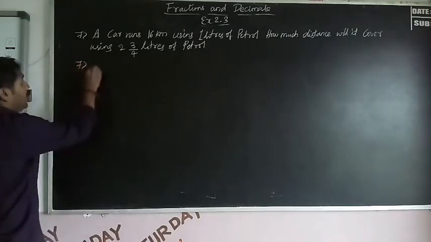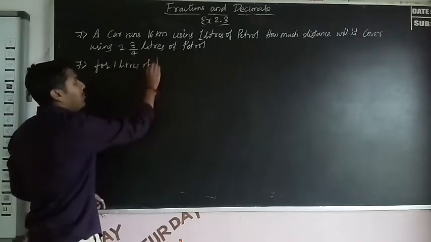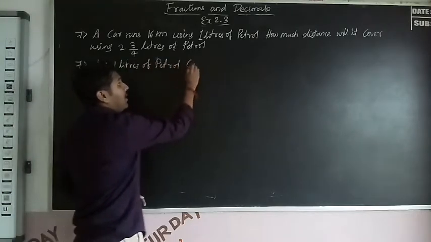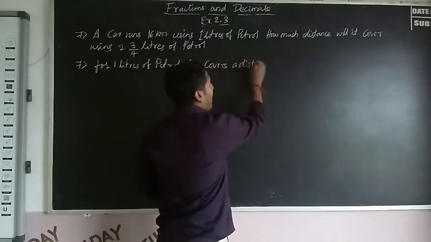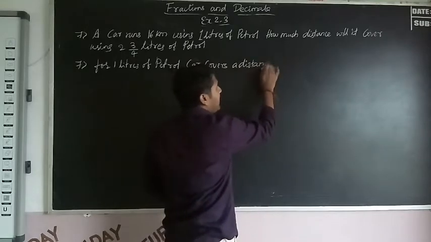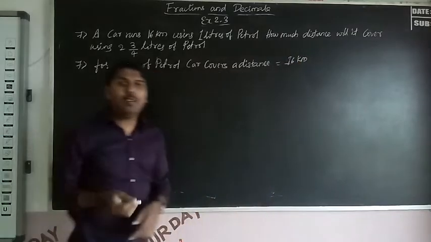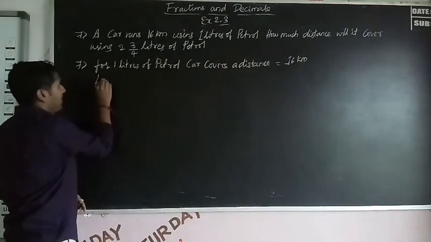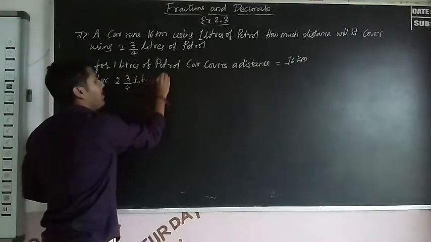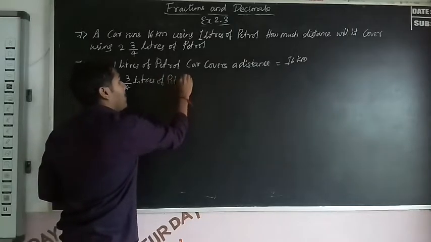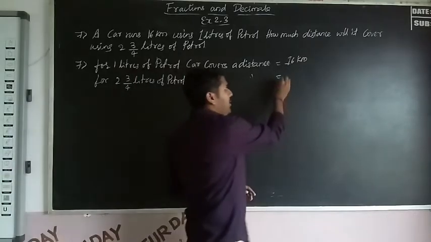So for 1 liter of petrol, the car covers the distance equals 16 kilometer. So for 2 integer 3 by 4 liters of petrol, I am writing here, so just complete it. The car covers the distance equals to, how to solve this one?